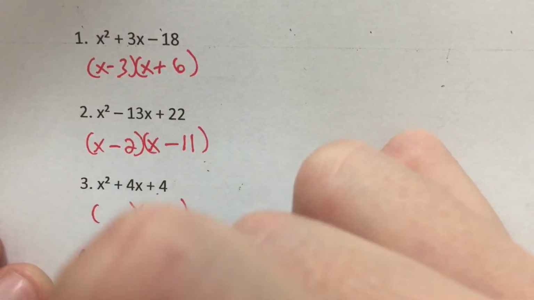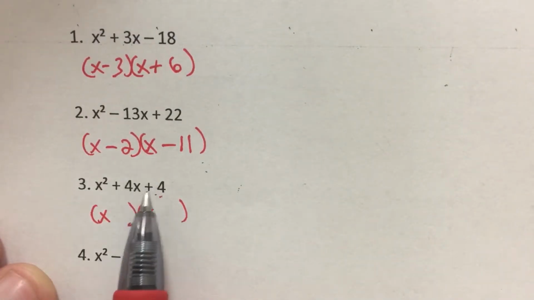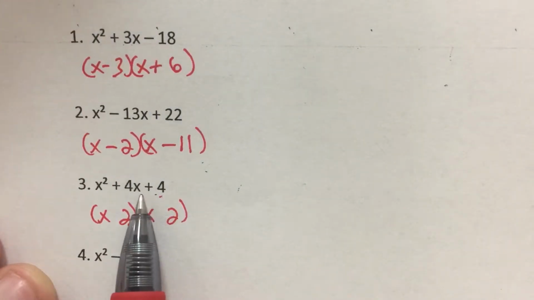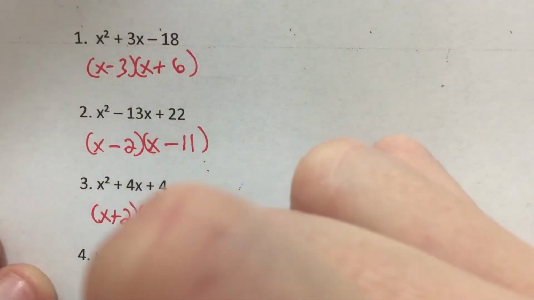Number 3, two numbers that multiply to make 4 and will add to make 4 would be 2 and 2. Signs have to be the same, so they're both going to be positive.